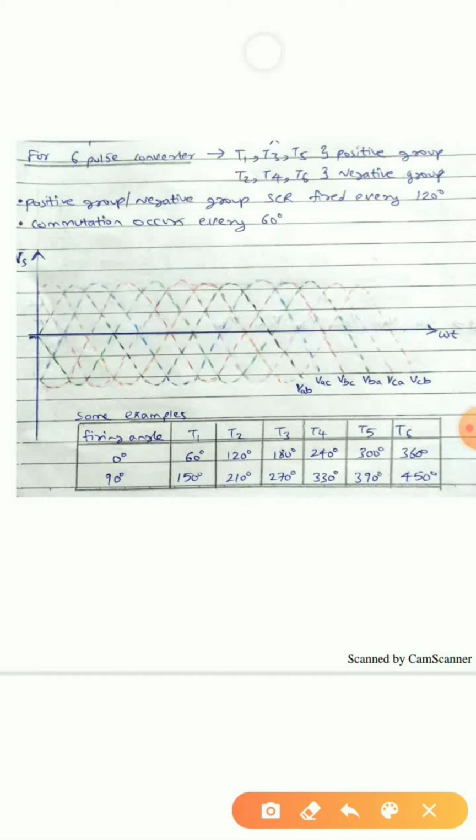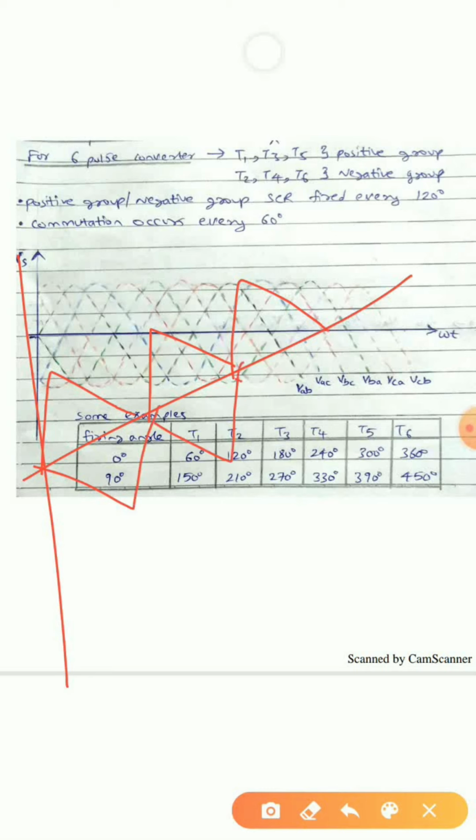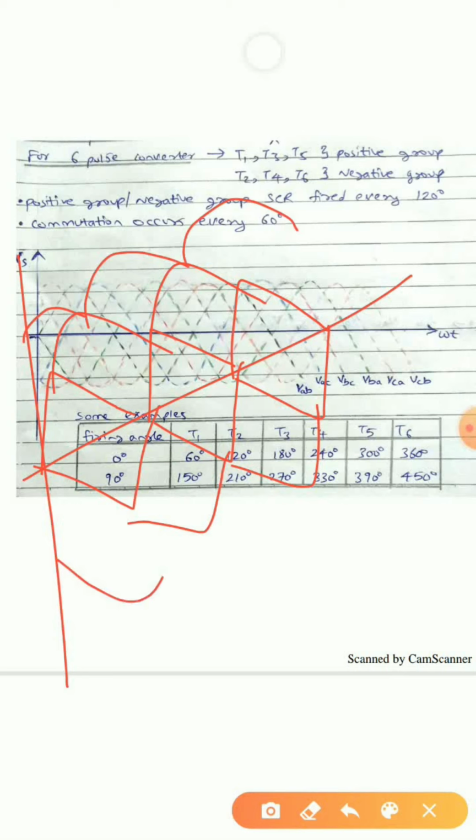I have tried to sketch a waveform for 3-phase using 6 line voltages. Now how to sketch that? We can easily sketch that in this manner. Some triangles I'll sketch, and I'll just join the peaks of the triangles.